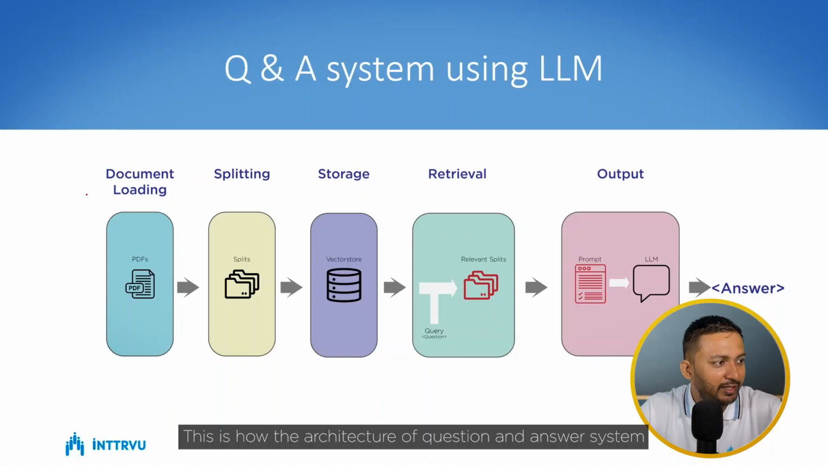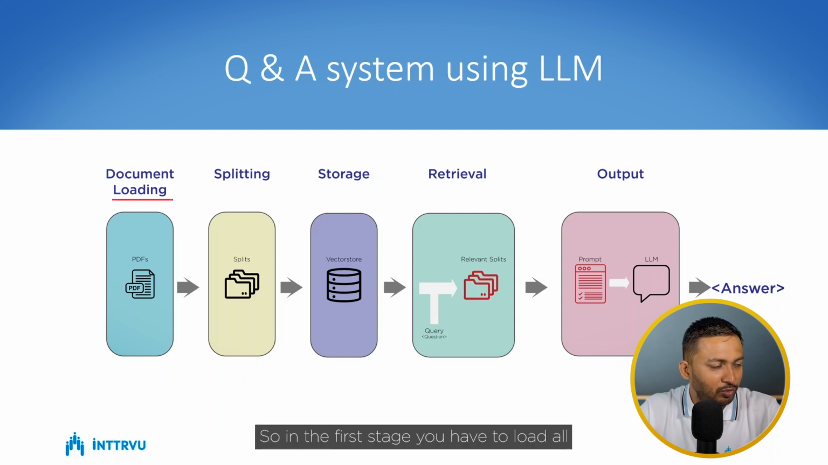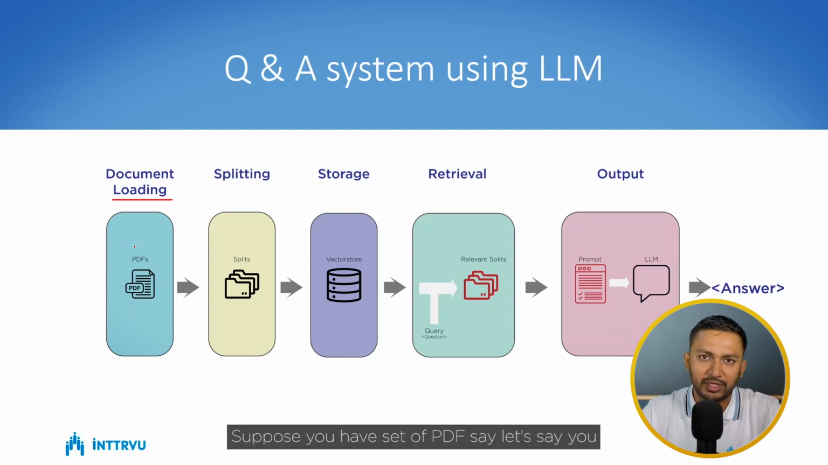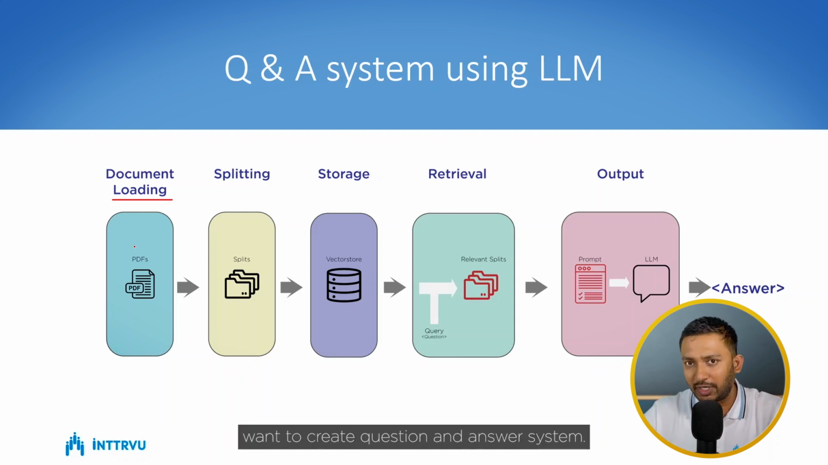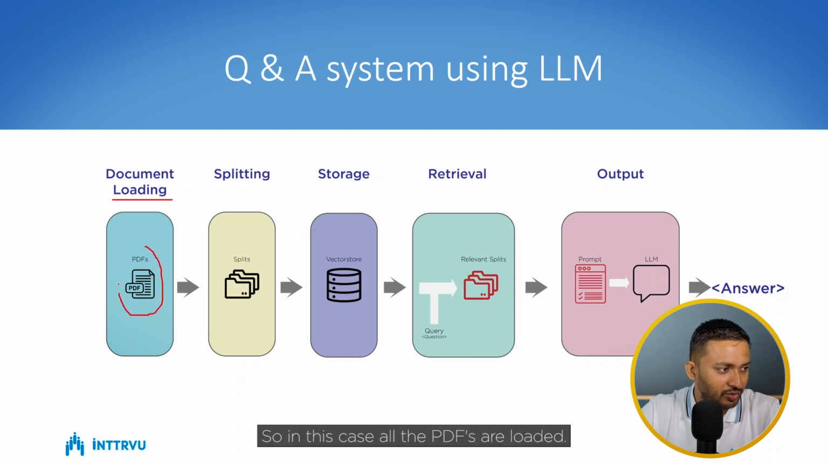So this is how the architecture of a question and answer system would look. In the first stage, you have to load all the documents on which you want to create a question and answer system. Suppose you have 100 PDF files, and on those PDF files you want to create a question and answer system. All those PDF files you have to load in the first stage.